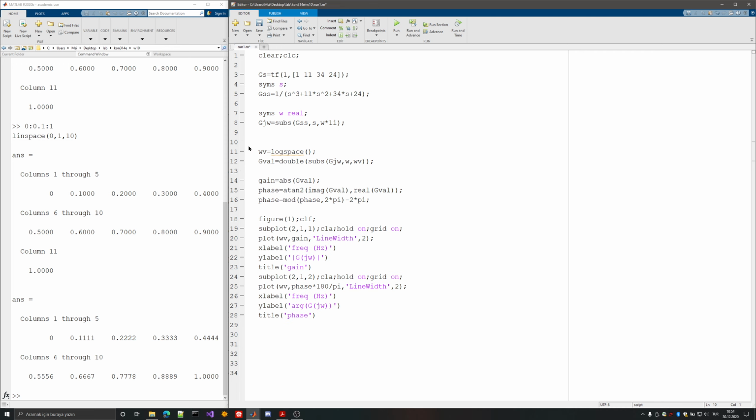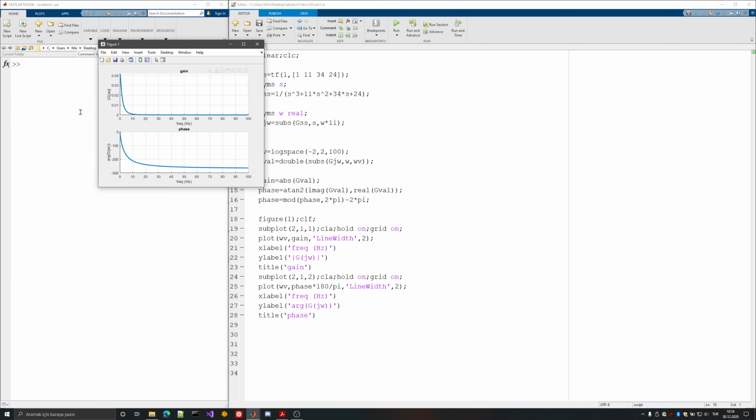But we will use logspace, which works basically the same, but this time it is logarithmically scaled. So if I provide -2 and 2 as starting and stopping points, this means that it will start with 10 to the power of -2 and it will stop at 10 to the power of 2. And if I provide it, let's say 100 points, I will have no performance issues at all. And you can see it plotted immediately.